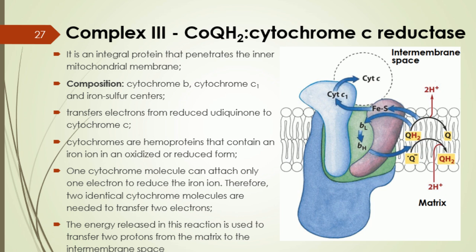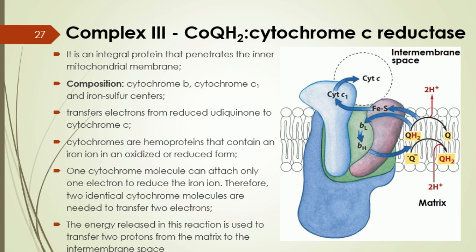Complex 3 is called coenzyme QH2 cytochrome C reductase. It is an integral protein that penetrates the inner mitochondrial membrane, communicating with both the matrix and the intermembrane space. The components of the complex transfer electrons from coenzyme QH2 to cytochrome C. It consists of cytochrome B, cytochrome C1, and iron sulfur centers.